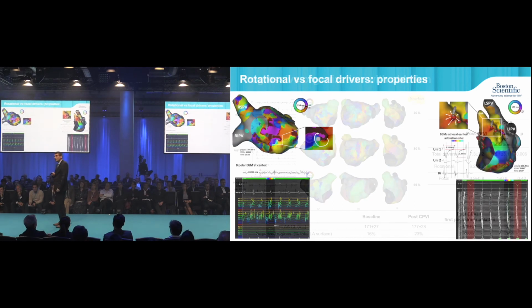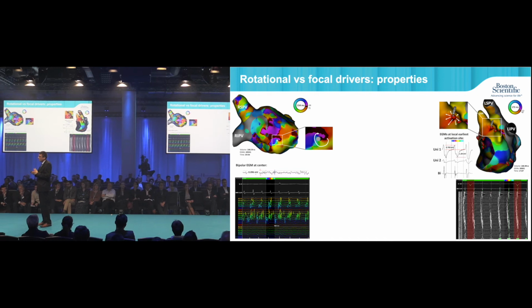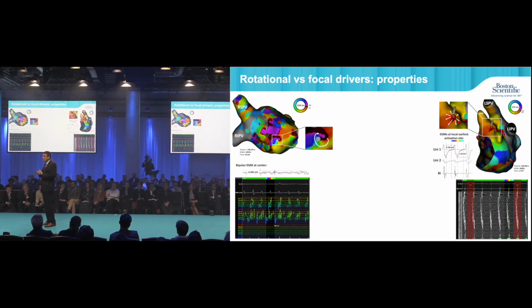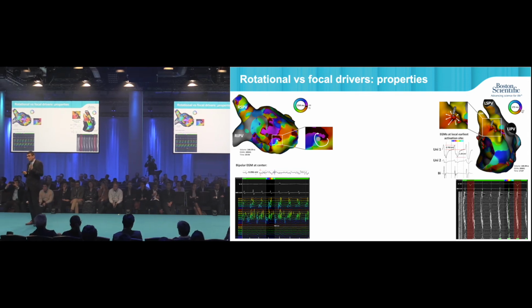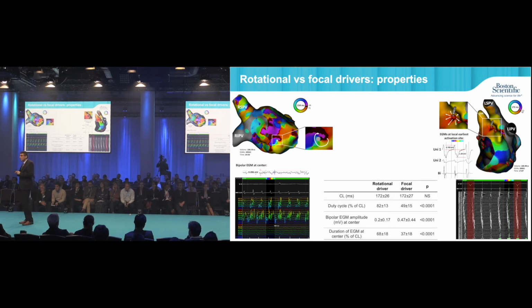Now, these drivers, I told you that we are targeting 2 types of propagation pattern, rotational and focal. And in order to prove to you that we are not getting fooled by colors, I'm going to show you what differentiates these 2 patterns of activation. First of all, the rotational one, you can appreciate how repetitive the pattern of activation is in that particular site. You can also appreciate how highly fragmented and almost continuous the bipolar potential is in the center. And this is completely different from the focal activation pattern site. The differences between the 2 are hugely significant.